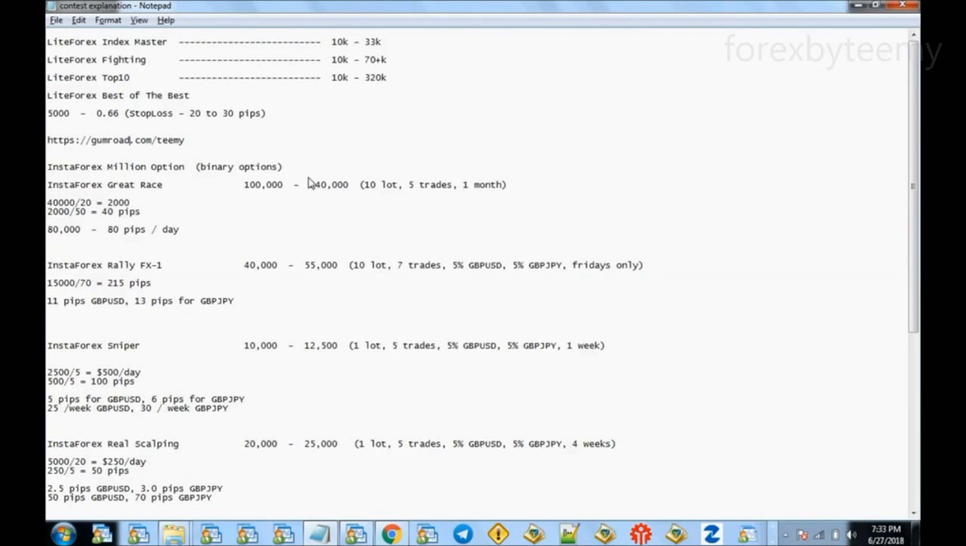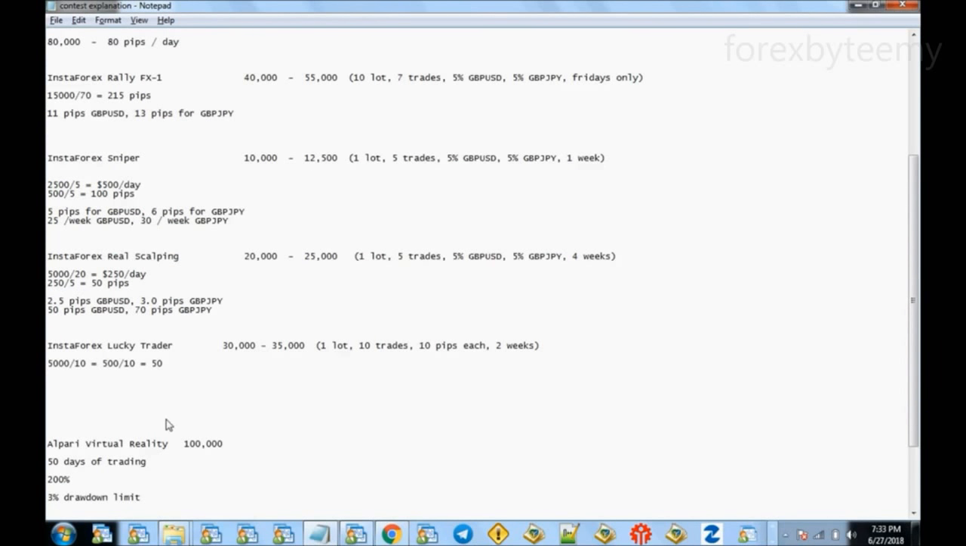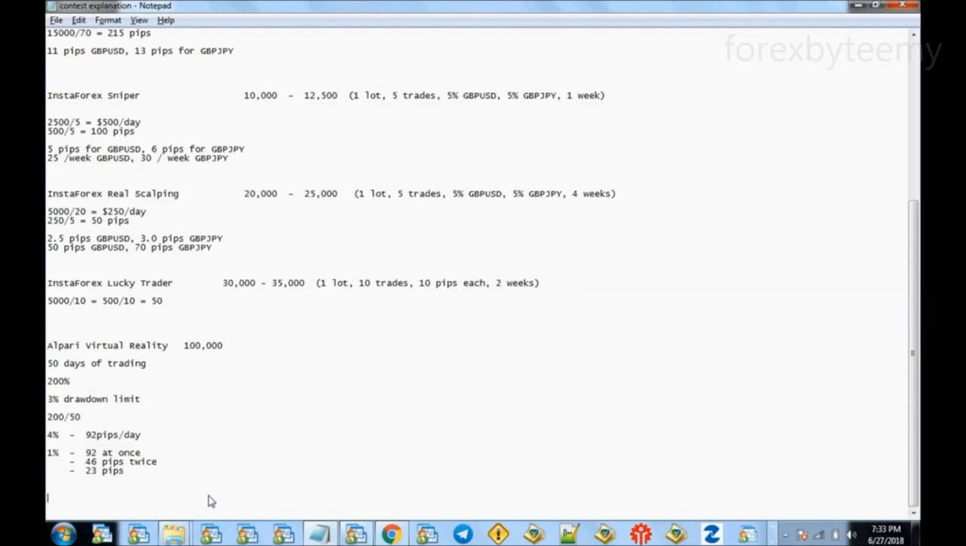Now this can only be done for a contest like the fighting or top 10 contest, which is just a matter of all these contests where you just go ahead and win and get the highest balance. So this is how you go about them. This is how you enter a contest.